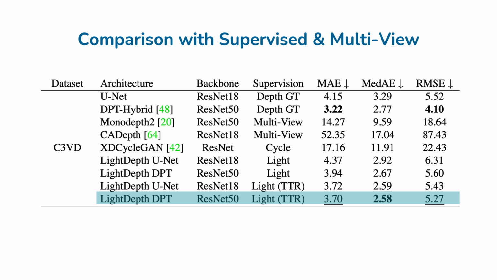Self-supervised methods always have a significant performance gap behind methods supervised with ground truth depth. We show that LightDepth self-supervision is more powerful than multi-view self-supervision. In fact, LightDepth is the first self-supervised method that matches the performance of ground truth supervision.